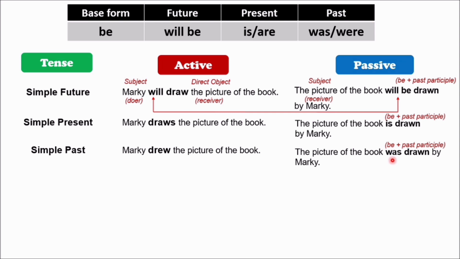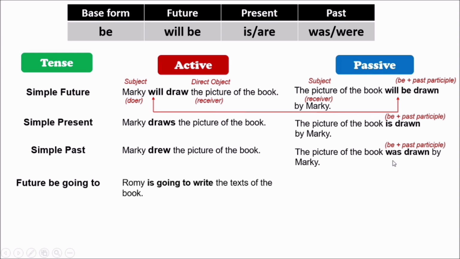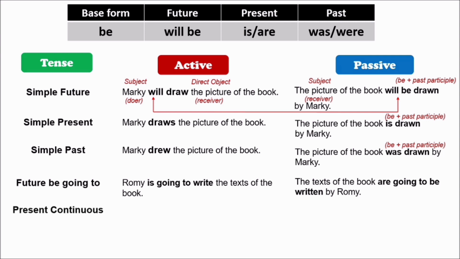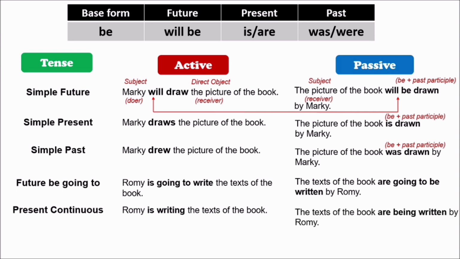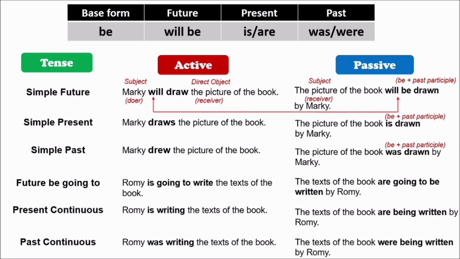Okay? For more tenses of verb, we have future be going to. For example, Romy is going to write the text of the book. In passive voice, we say the text of the book are going to be written by Romy. For present continuous, we say Romy is writing the text of the book. So in passive voice, you will say the text of the book are being written by Romy. And of course, for past continuous, Romy was writing the text of the book. For passive voice, you should say the text of the book were being written by Romy.